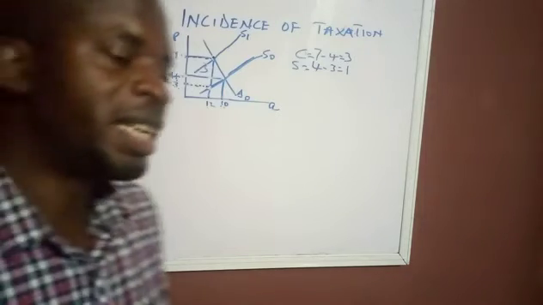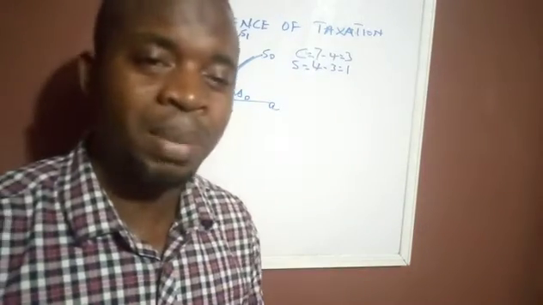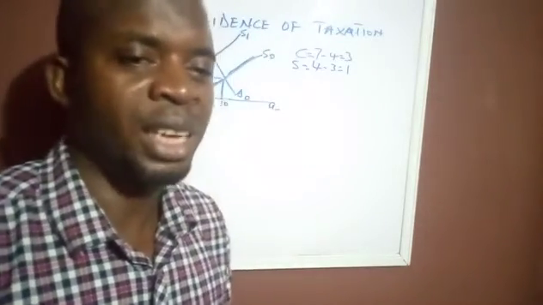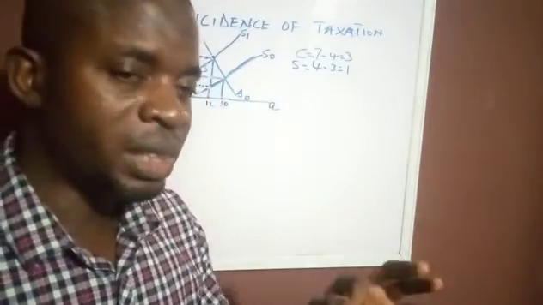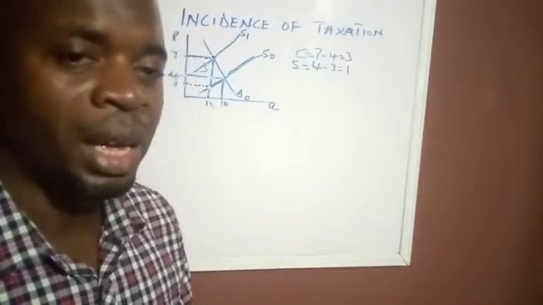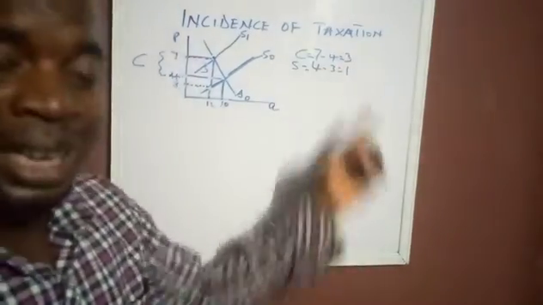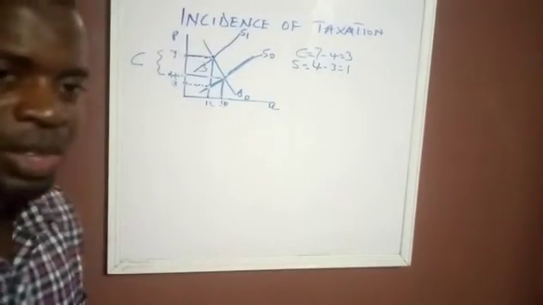So summarily, when the tax is imposed, if the elasticity of demand of the good taxed is fairly inelastic, of course, the consumers will pay while the producers will also pay. However, consumers pay more than producers. So do you understand that?